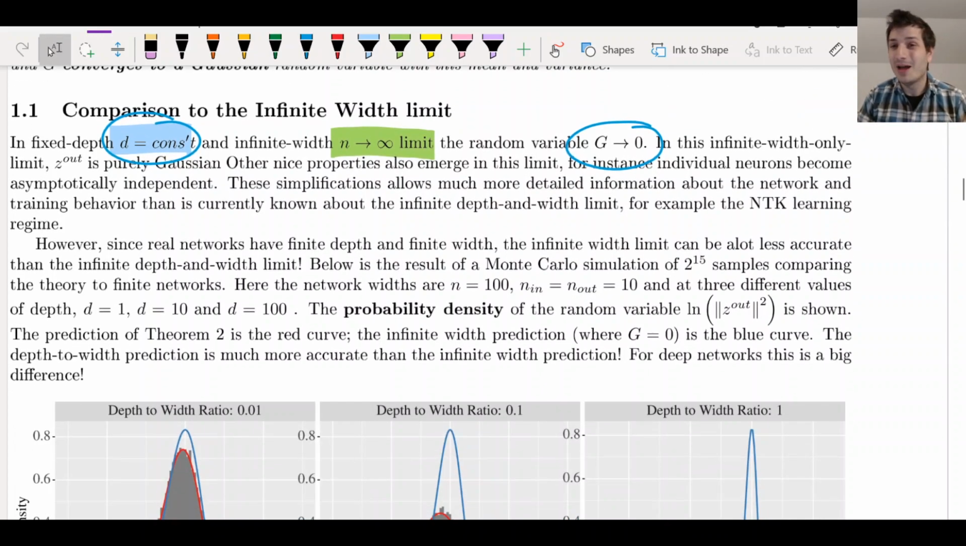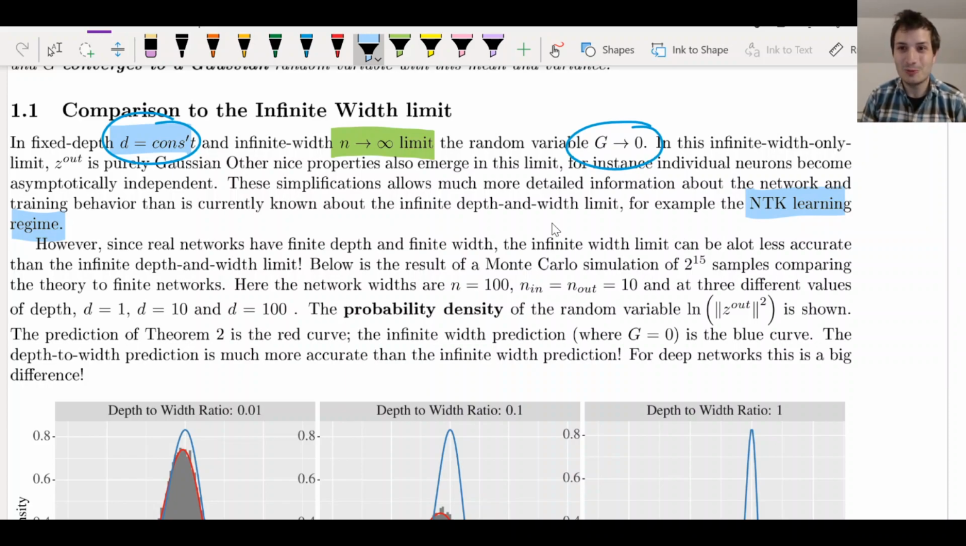I will say there's lots of good things about the infinite width limit. So far I've only said bad things about it. We're throwing out this piece of important behavior. But in the infinite width limit, there's all these simplifications that happen that let you do a lot of cool analysis. For example, things become asymptotically independent. You can do things like this NTK learning regime, where you can say what training does. So there's all sorts of interesting things you can do in the infinite width limit. And we can't do those things in the infinite depth and width limit yet.